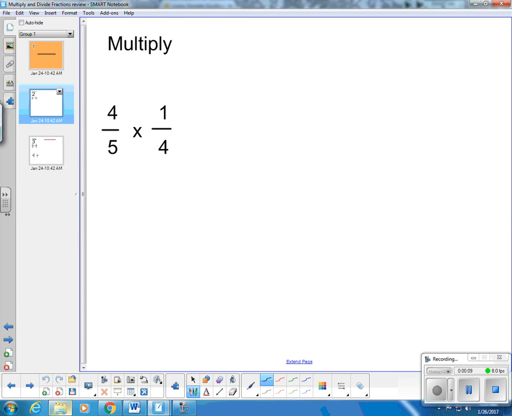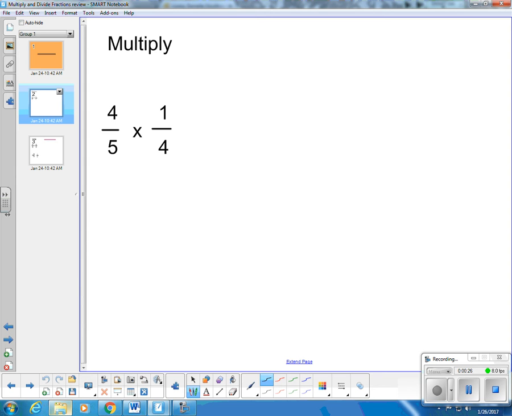Let's start with multiplying. When you're multiplying fractions, you just multiply straight across. There's no keep, change, flip. That's only for dividing fractions. So we would multiply straight across. But to make our numbers a little bit smaller and a little bit easier to work with, one thing we can do is cross cancel.